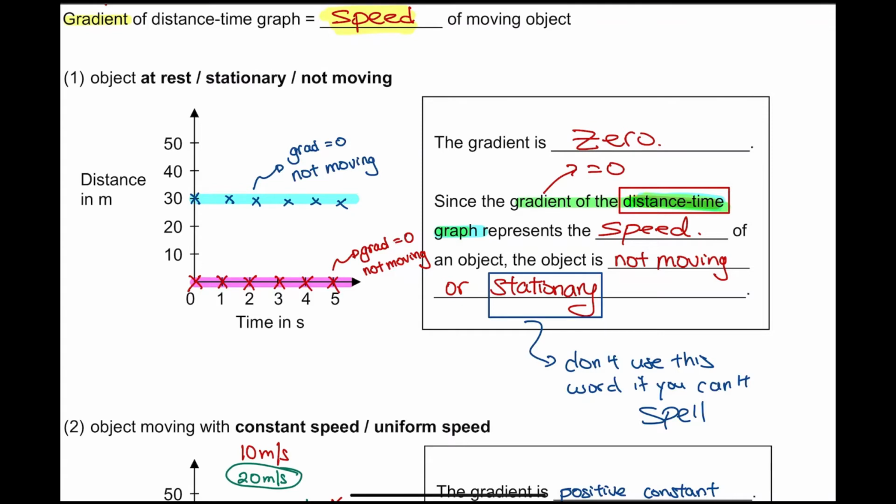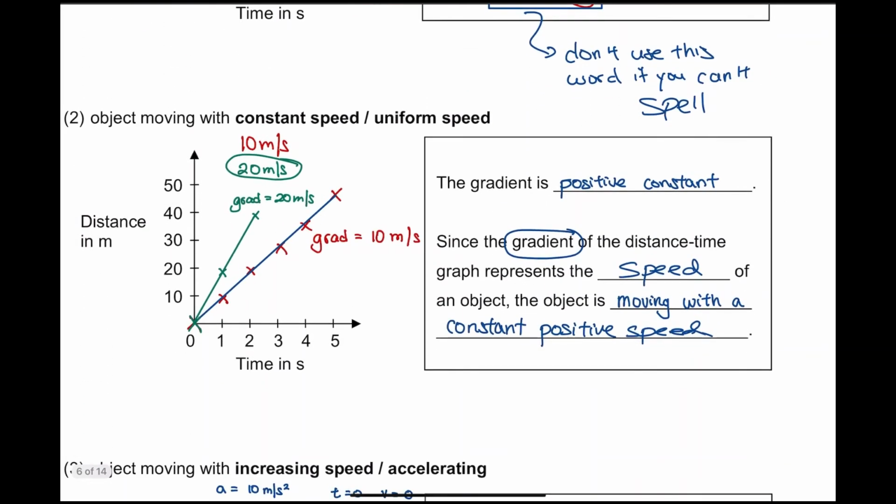When we want to explain in terms of a question, like identify the speed of the object, we must first of all say that the gradient of the graph is 0, and because this is a distance time graph, the speed is being represented by the gradient, and therefore the object is not moving or stationary. For those students that do not know how to spell the word stationary, please use the words not moving. If you spell stationary wrongly in your exams, the examiner might mark you down. One common mistake students make is spelling stationary as stationaries, like your pen and ruler, that kind of stuff. Those are the things that we do not want you to spell wrongly. So just use the words not moving if you feel uncomfortable.